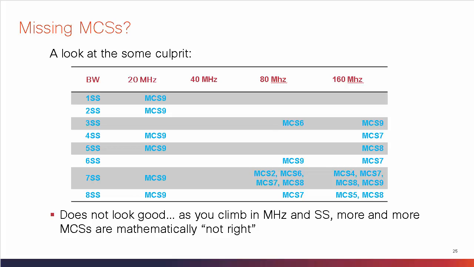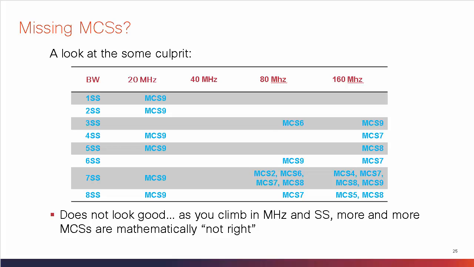So you have many more not valid MCSs when you communicate at 160 MHz or 80 MHz than you have when you communicate at 20 or 40. And you have many more invalid MCSs when you communicate with more spatial streams than with a few spatial streams. That is of course a problem because although today in 2016 we don't have a lot of transmissions at 160 MHz and we don't have a lot of systems even planning on doing more than 4 spatial streams, we know that those will come one day.